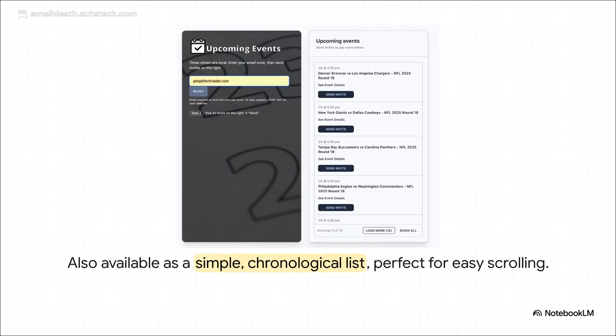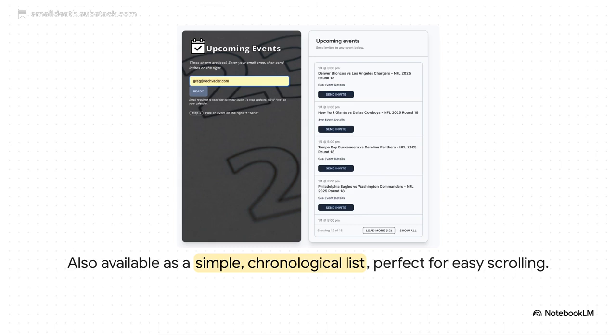Of course, not every event schedule really fits that calendar view, right? For something like a series of webinars or maybe a training course, this simple chronological list is just perfect. It's clean, it's easy to scroll, and it keeps the focus on what's coming up next.